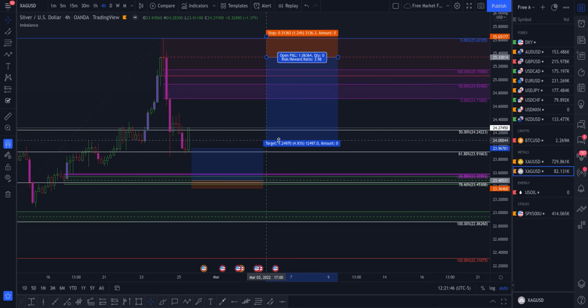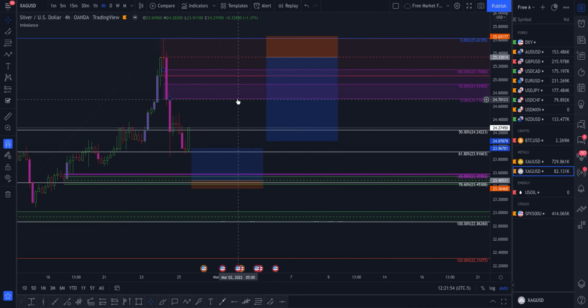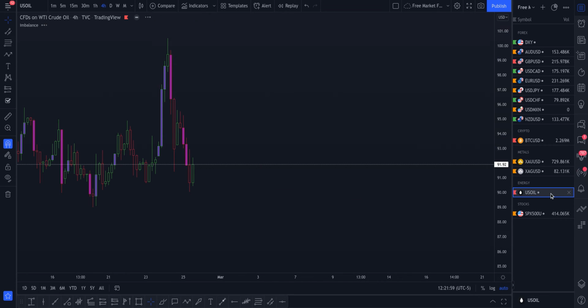Somewhere around here, okay. But I know you guys are sticking, so I'll just set it there. All right, so maybe look into the plays if you guys are trading silver. All right, U.S. oil. U.S. oil institutional bias is short.